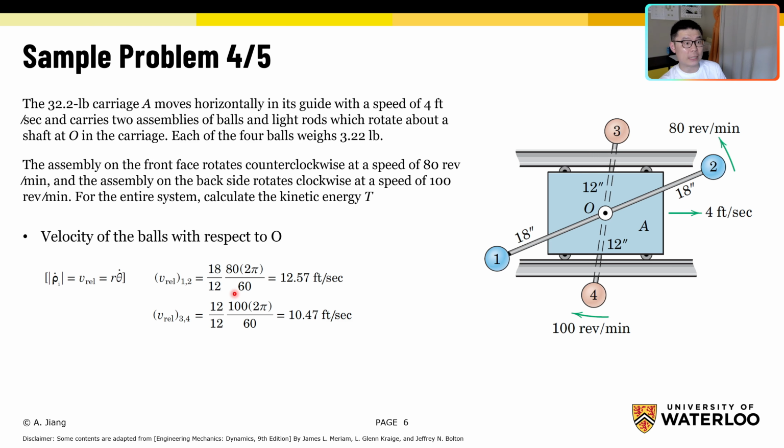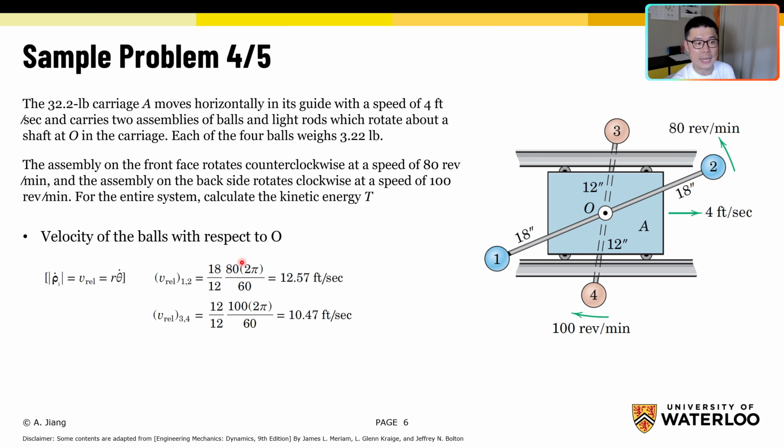Since the velocity in the question is given as revolutions per minute, one revolution means 1 full circle, 2 pi, or 360 degrees. So we'll need to convert this revolution per minute into the standard imperial velocity unit, which is feet per second. Here we have this 80 revolutions per minute. That means 80 full cycles, or 80 times 2 pi per 60 seconds. And this 80 times 2 pi over 60 is giving you the angular speed, omega.